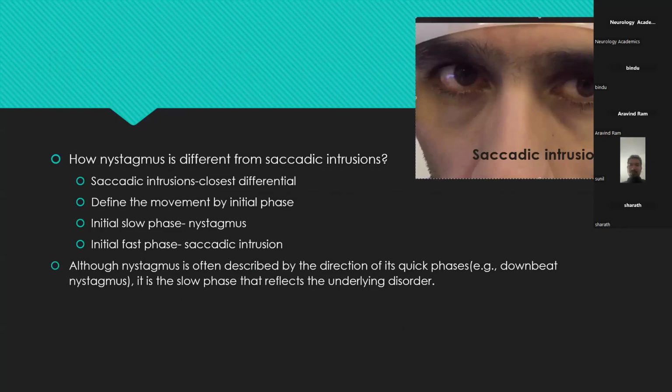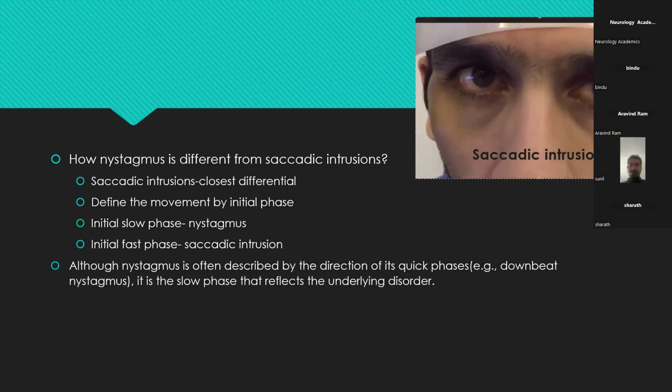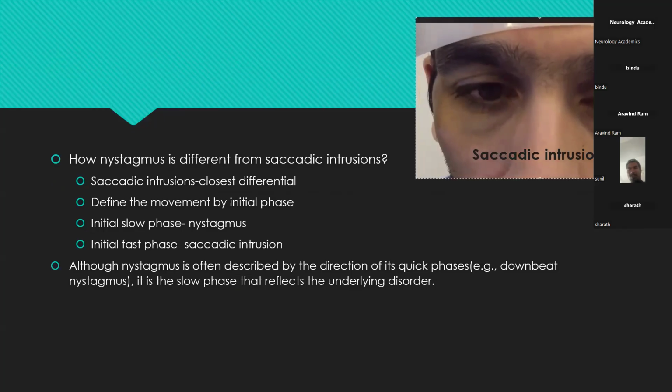So how is nystagmus different from saccadic intrusions? We have to define these movements by the initial phase. If the initial phase is a slow phase, it is called a nystagmus. And if the initial phase is a fast phase, it is called saccadic intrusion. Saccadic intrusions are the closest differential to nystagmus. And although nystagmus is often described by the direction of its quick phase, that is the fast phase, it is the slow phase that is the underlying pathology or the disorder.